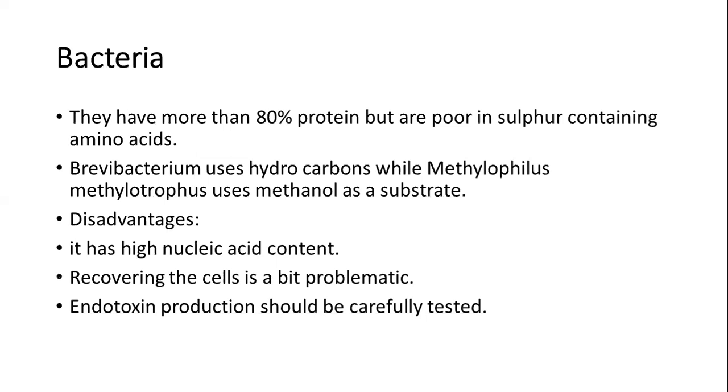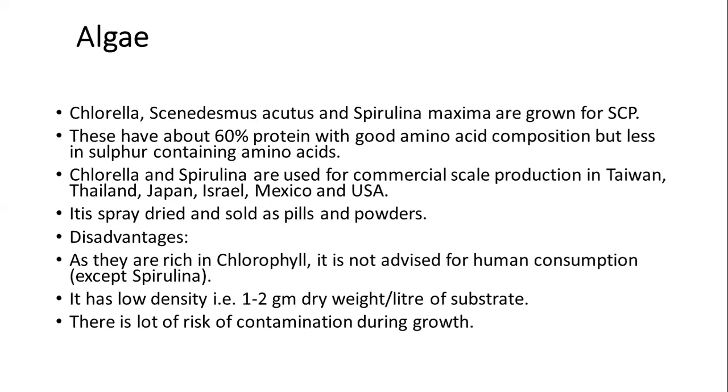Next, bacteria contain 80% protein and a smaller amount of amino acids. Brevibacterium uses hydrocarbon, and Methylophilus methylotrophus uses methanol as a substrate. Some disadvantages of using bacteria: first, they contain more nucleic acids. Second, there is a problem of recovering cells. Third, they produce toxins. Another important category of microorganisms includes algae.